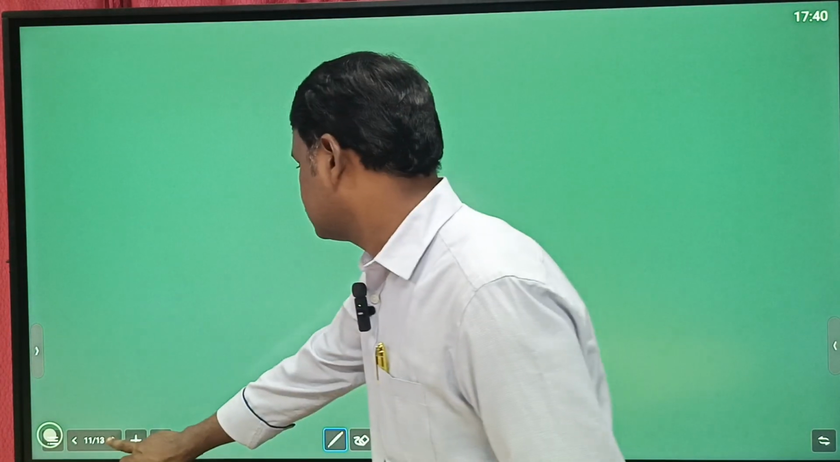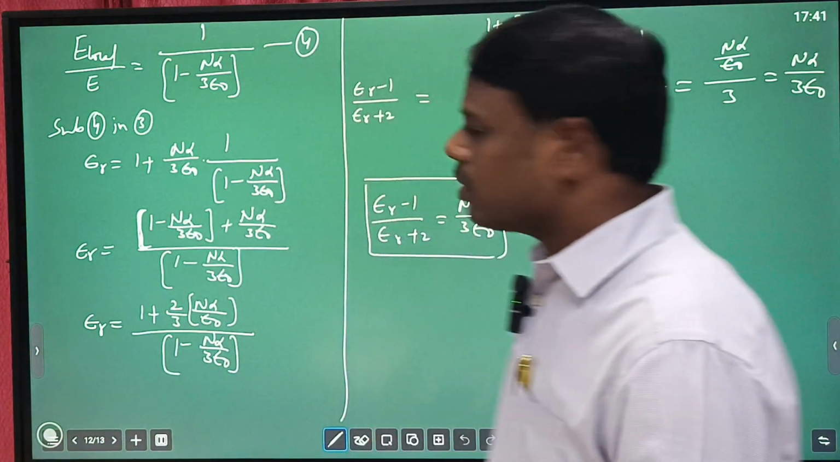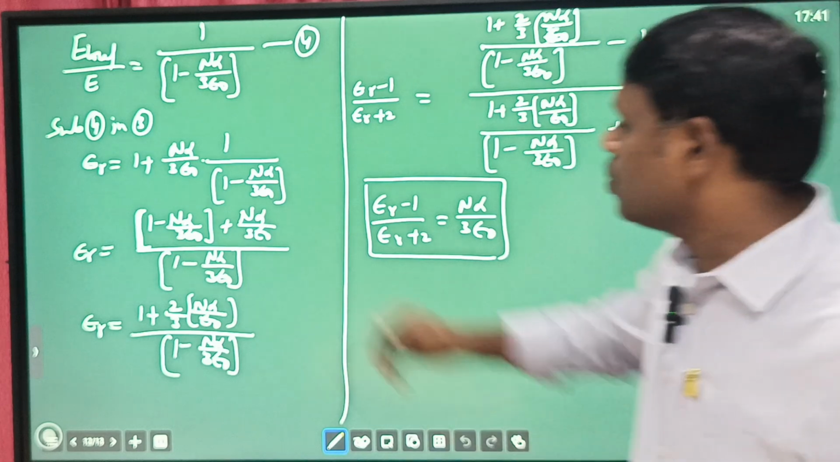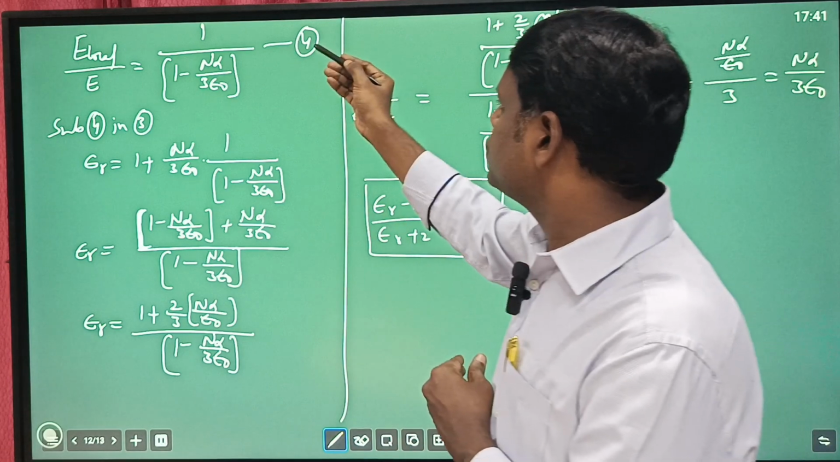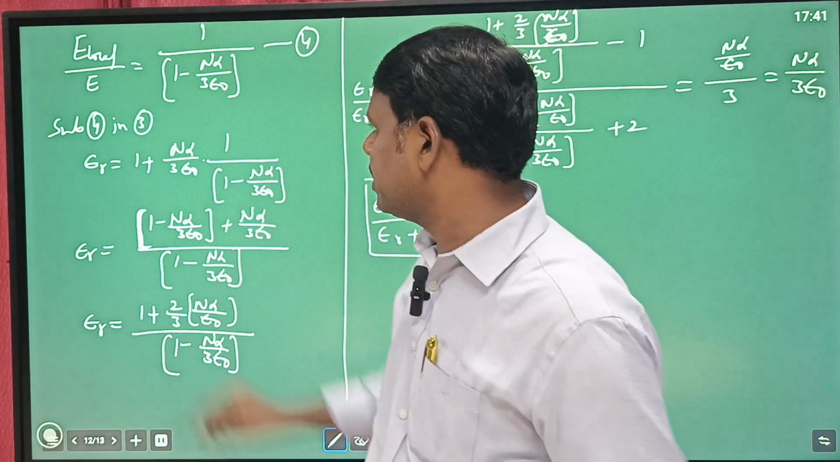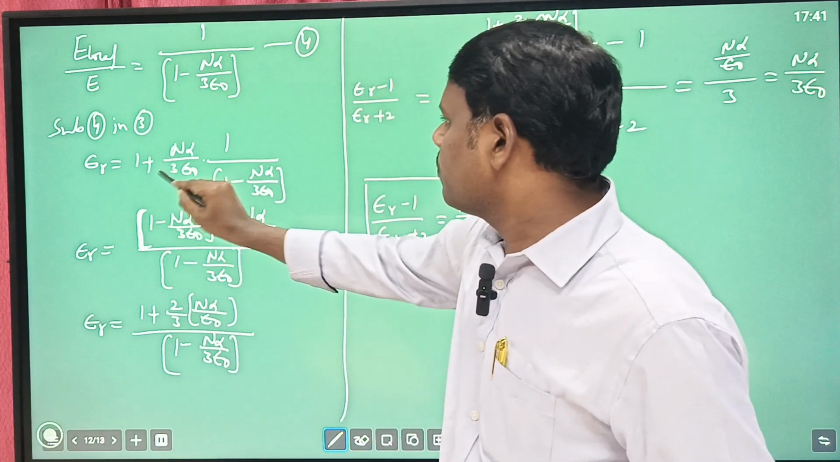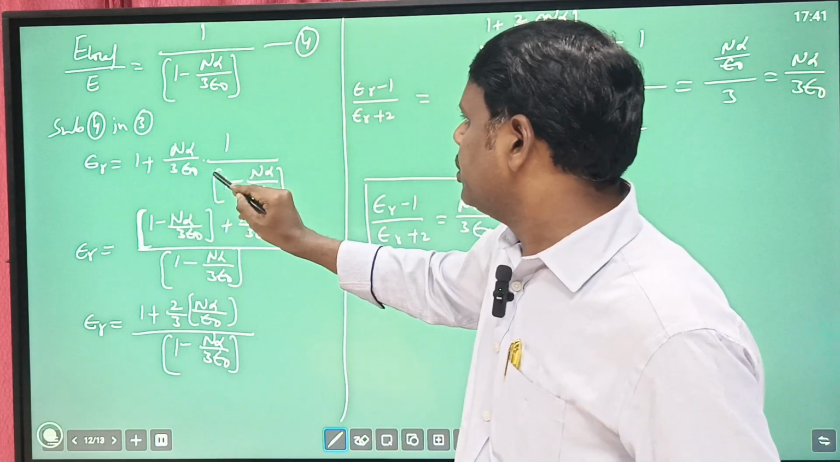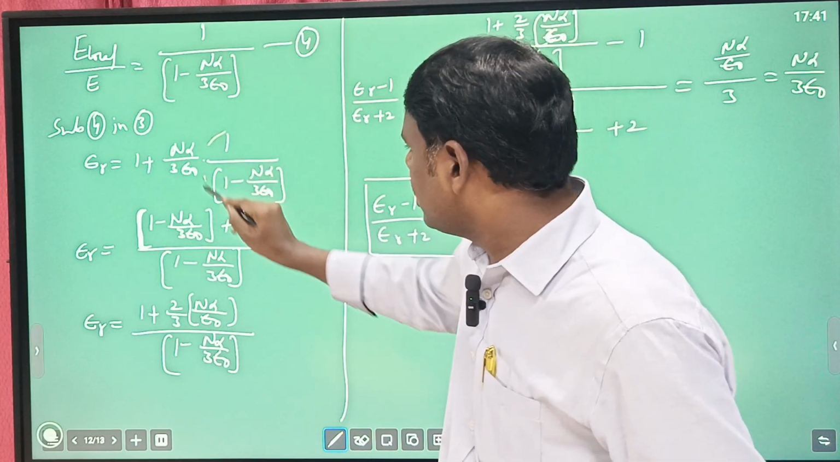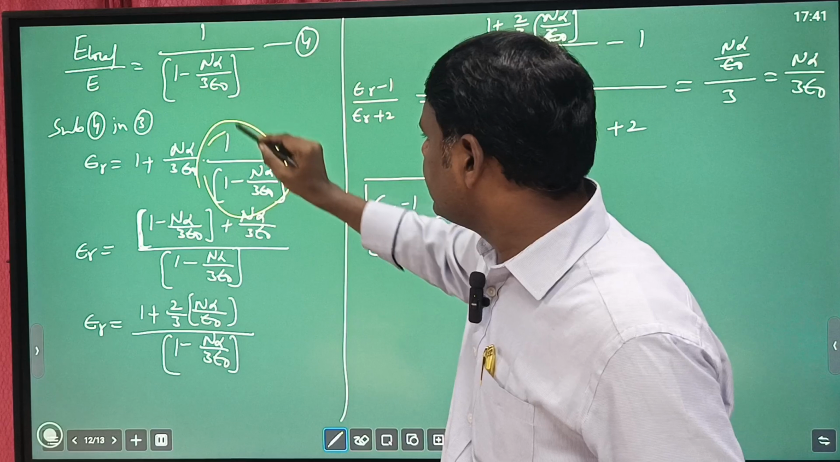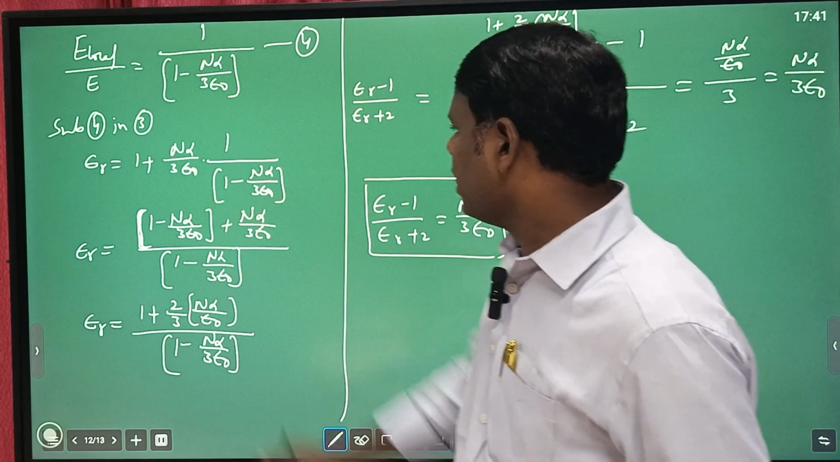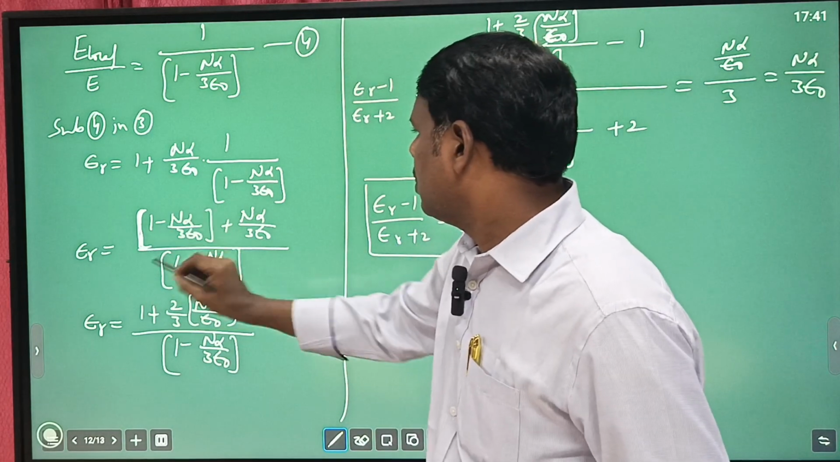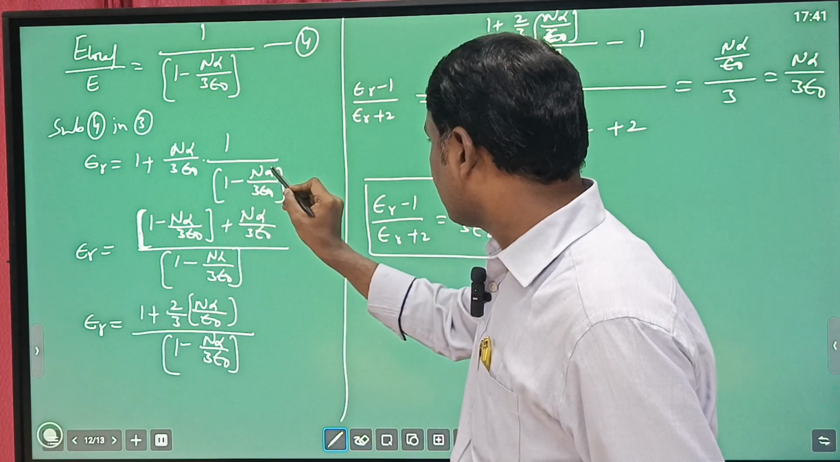Now let me write E local by E. So E local by E is equal to 1 by 1 minus N alpha by 3 epsilon naught, and substitute this equation number 4 in equation number 3. We get epsilon R is equal to 1 plus N alpha by 3 epsilon naught into E local by E term. What is the value of E local by E here? E local by E is equal to 1 by 1 minus N alpha by 3 epsilon naught. From this, epsilon R is equal to 1 by 1 minus N alpha by 3 epsilon naught taken as LCM.